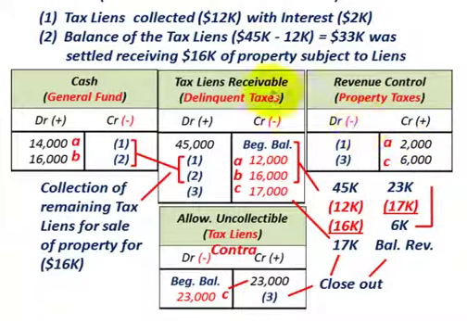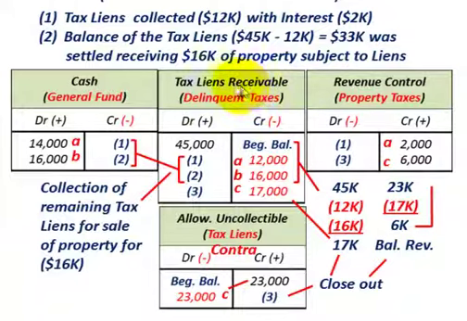Now we have the balance in our tax liens account, $45,000, less the $12,000 we already collected, so we have a balance of $33,000. This $33,000 balance, we're going to settle by selling the property on this settlement, the $33,000 worth of tax liens receivable. We're going to sell the property and receive $16,000 in cash. So that property was subject to the liens.